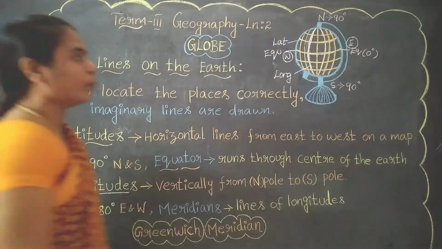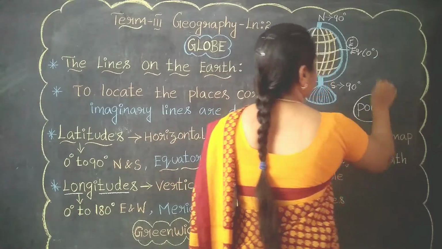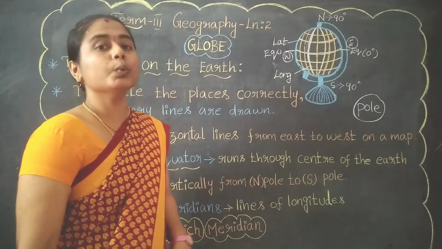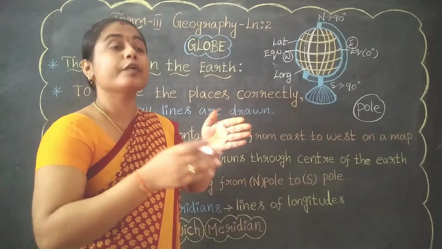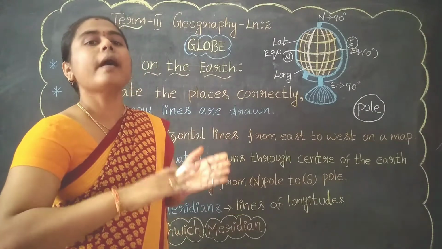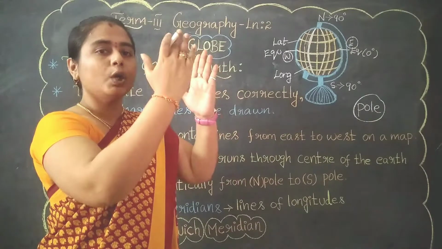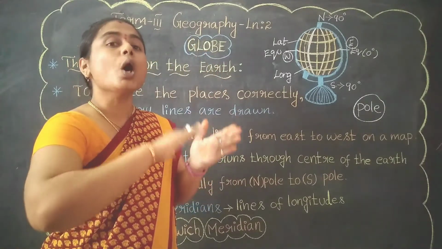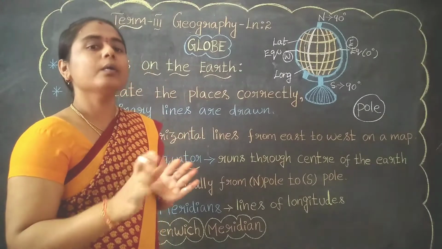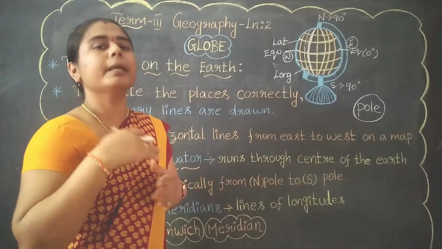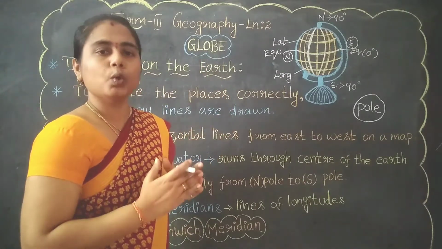What does pole mean? In Tamil, Dhruvam. Pole means a long piece of wood or a long piece of metal, which is located at the middle. Whether it is metal or wood, anyhow, a long piece, which is placed in between the globe.